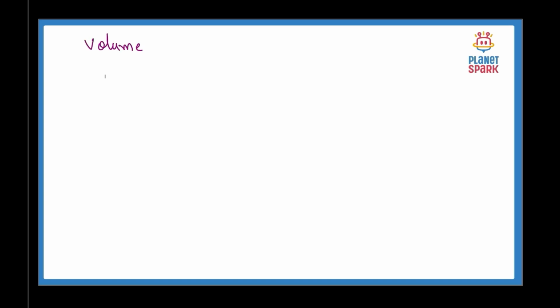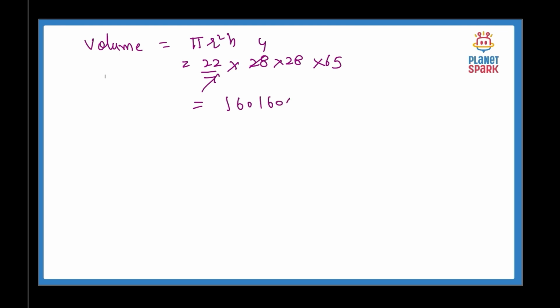Formula for volume of cylinder is pi r square h. Again, in place of pi, we are going to write 22 upon 7. Radius we have got as 28. So, 28 into 28 and height we are given as 65. 7 and 28 will get cancelled. I would be left with 22 into 4 into 28 into 5. And on multiplying, I'll get 160 centimeter cube.